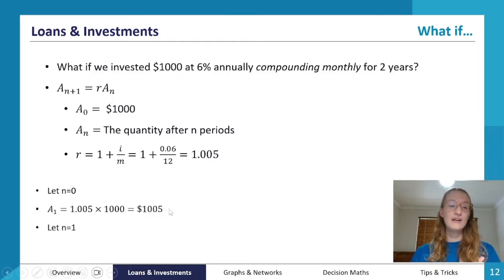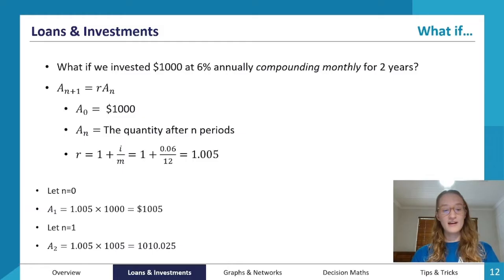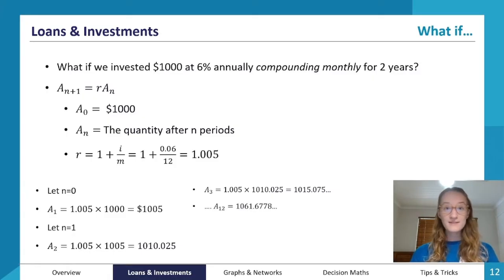And then if we say let n equal 2, then it'll be A, 1 plus 1. So A2, the amount after 2 months, will be equal to $1,005 multiplied by 1.005. And that will give us $1,010.025. So you can see that our amount is starting to grow bit by bit. And then the amount after 3 months will be about $1,015. The amount after 12 months, so the amount after 1 year, will be $1,061 and about 68 cents.